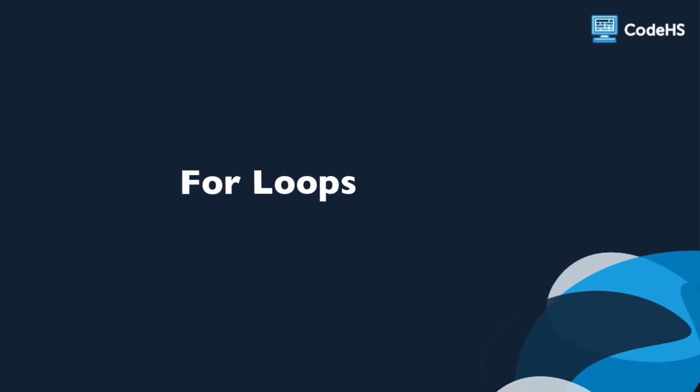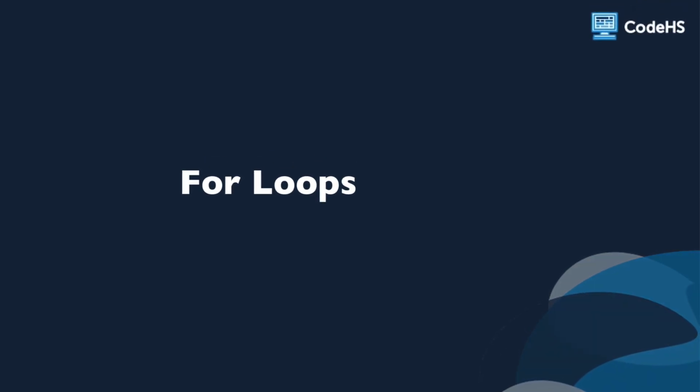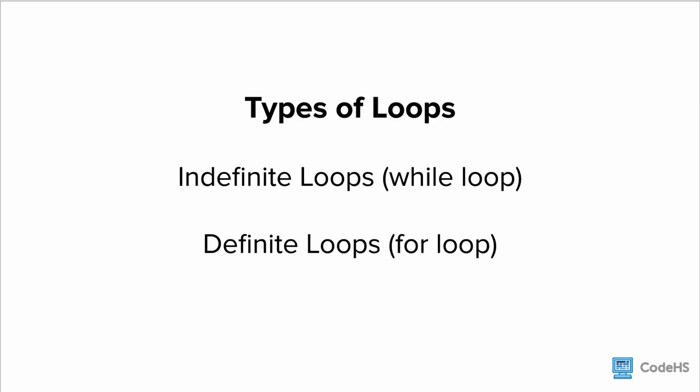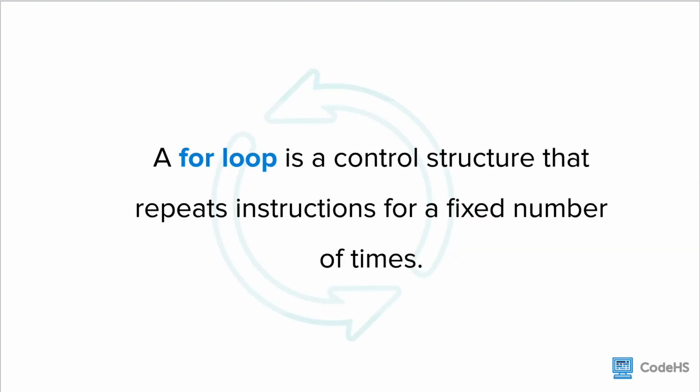Hi, in this lesson, we're going to look at for loops. There are two types of loops in programming: while loops, which loop for an indefinite amount of time, and for loops, which loop for a defined amount of time. In this lesson, we're going to focus on for loops. A for loop is a control structure that repeats instructions a fixed number of times. For loops are a very important tool in programming, and you will likely use them often.